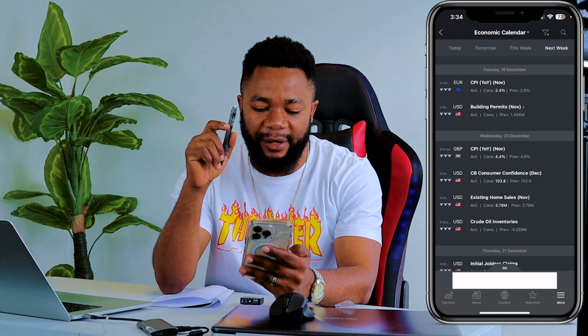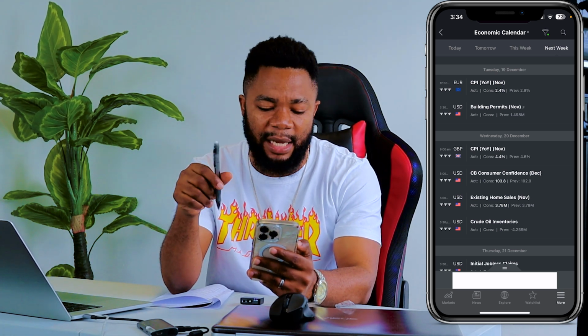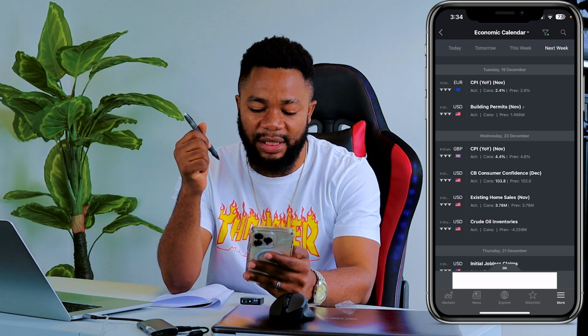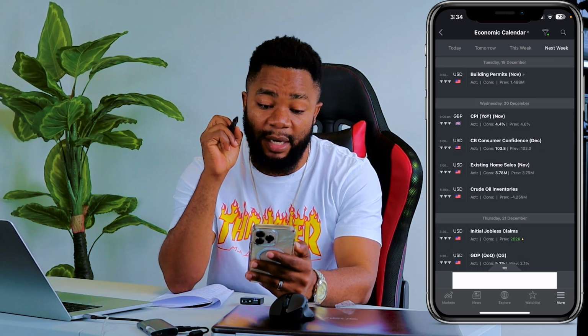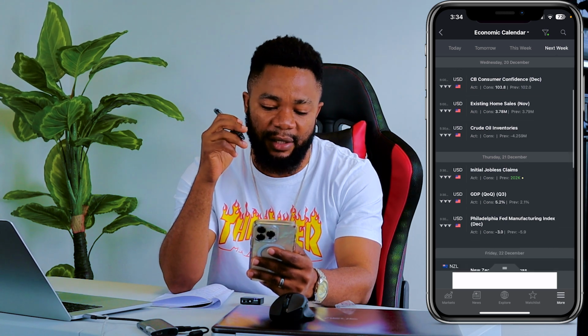Then going down at 5 p.m., which is my time. Remember, they're going to convert it according to your time zone. According to my South African time, it's going to be at 5 p.m. We have existing home sales and crude oil inventory. The only one I'm going to be paying attention to is this crude oil inventory, which is at 4 p.m.